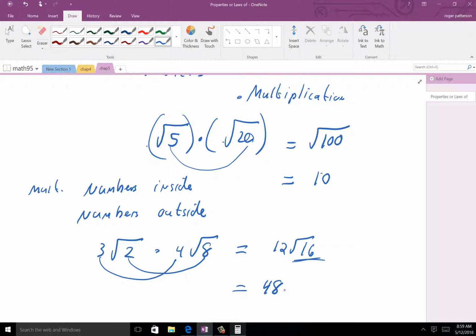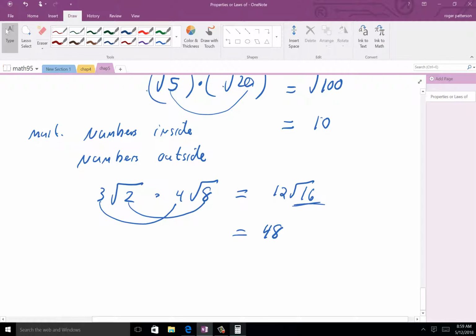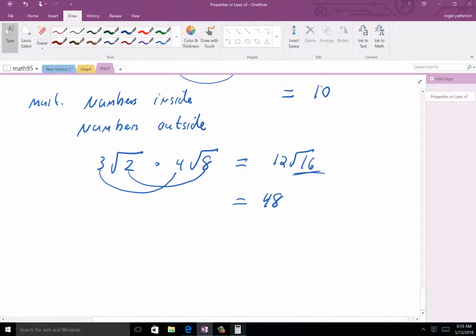All right. So now that we know that, we can multiply anything. It doesn't matter whether it's a number, whether it's a variable, whether it's a cube root, whether it's a fifth root. It doesn't make any difference. We can do it. So if we have, for example, this.